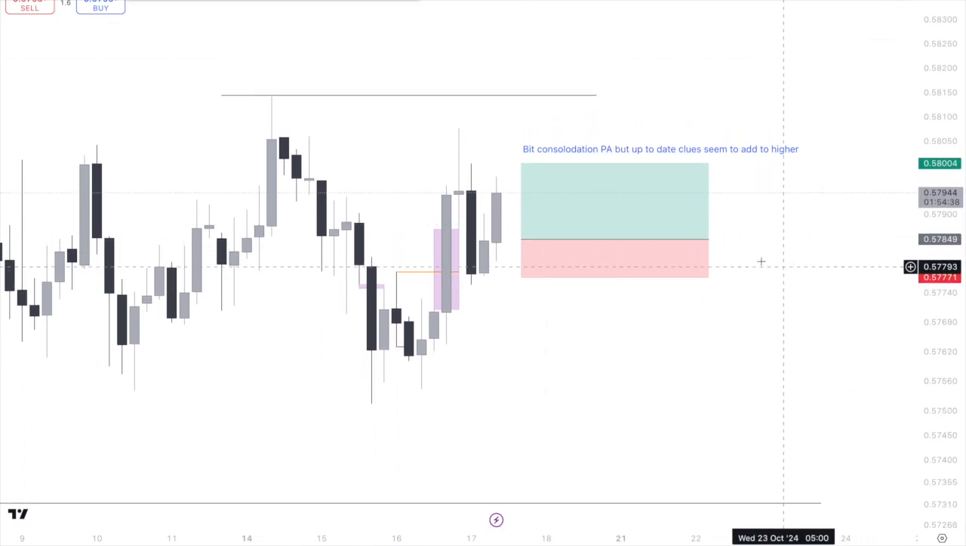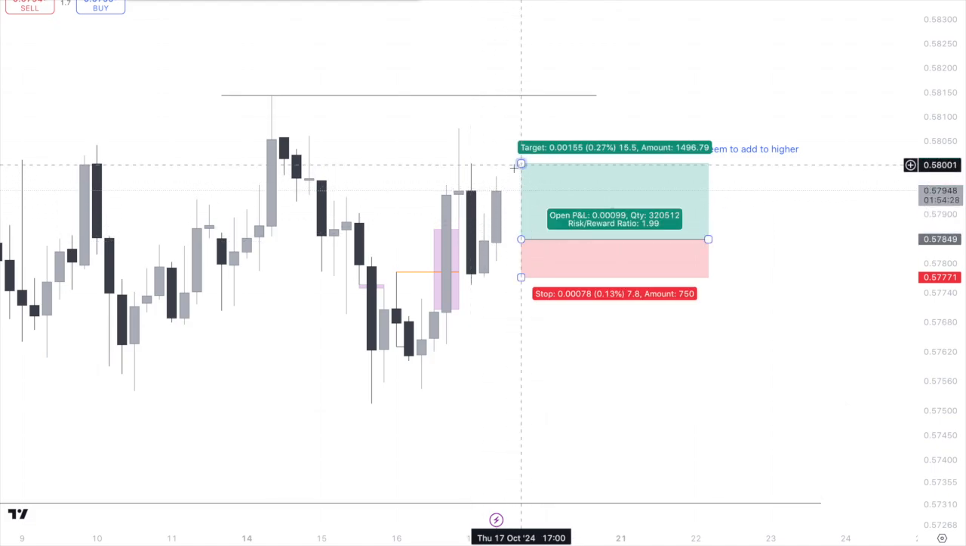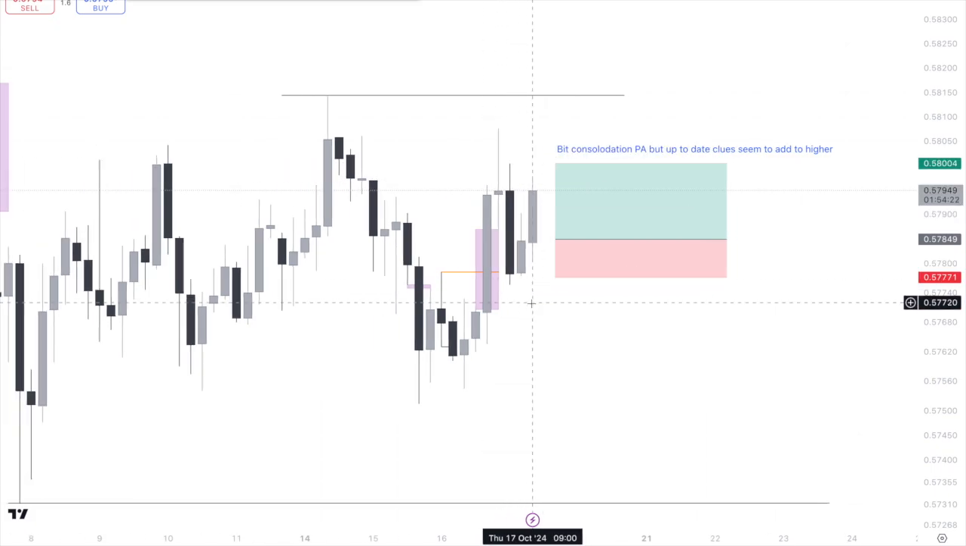The saving grace here was that entering off this, you had a target that's really inside the context, which is nice and easy to hit, even if you're in a bit of that consolidating price action type movements.